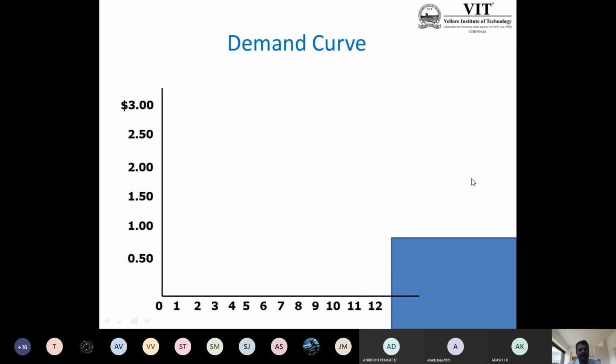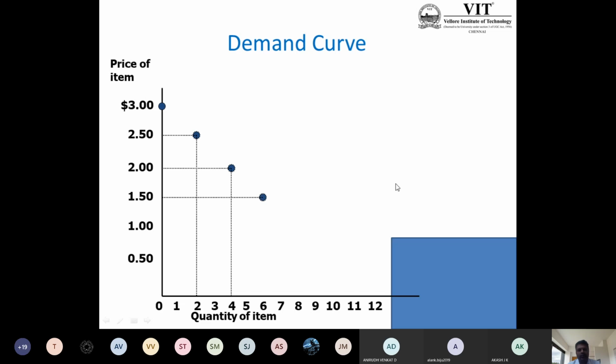Now, demand curve. You have two things. One is the price of the item. The other one is quantity of the item. The price of the item is in the vertical axis. The quantity of the item is in the horizontal axis. And if you plot, let's say, I'm selling a chocolate at $3 per chocolate. There are no buyers at all. Whereas if I reduce the price to $2.5, I'm able to sell two chocolates. If I reduce the price to $2, I'm able to sell four chocolates, and so on.